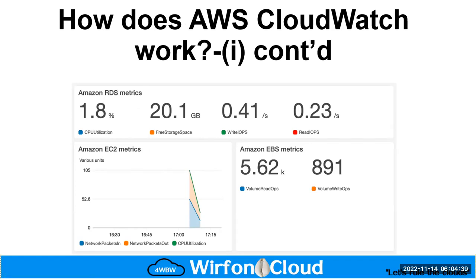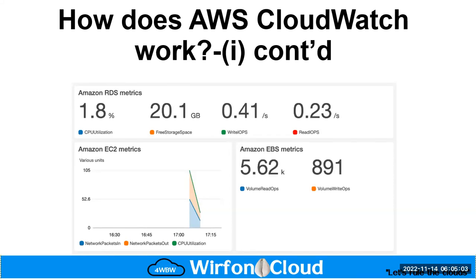have on your dashboard. There for your CloudWatch dashboard, you're looking at your Amazon RDS metrics. You're looking at your CPU utilization. You're looking at the free storage space. You're looking at the write IOPS, the read IOPS, and all of that. These are metrics that you're following within your RDS.